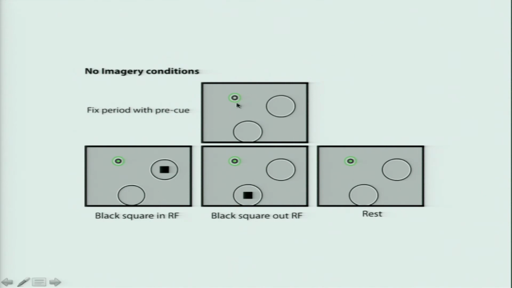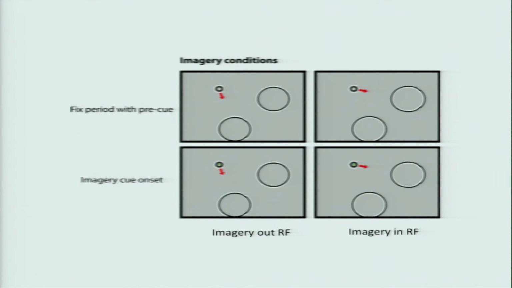In some of the trials, there were always these two circles on the screen, and actually this circle coincided with the receptive field. So we then presented a black square either in the receptive field or somewhere else, or we did not present any stimulus. And we also had imagery conditions.